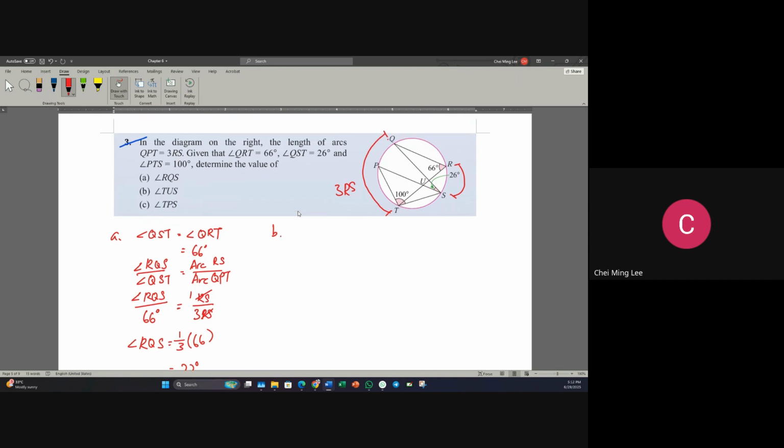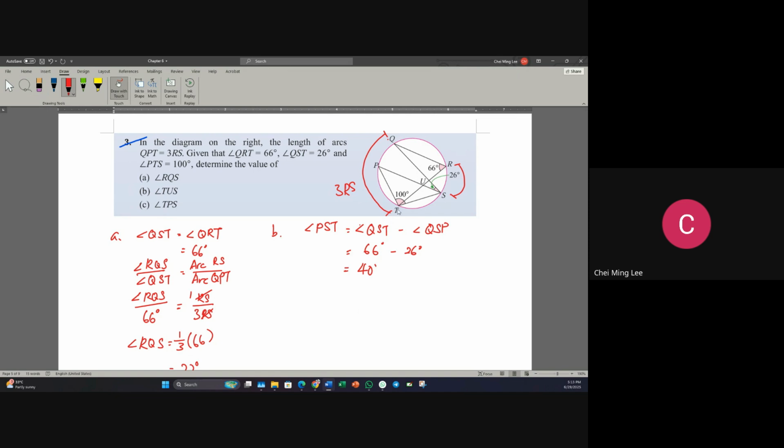Now for B, he wants you to find TUS. This one is very small. First, we try to find PST. So the angle of PST equals QST minus QSP. Then you get this one, which is 66 minus 26, which equals 40.